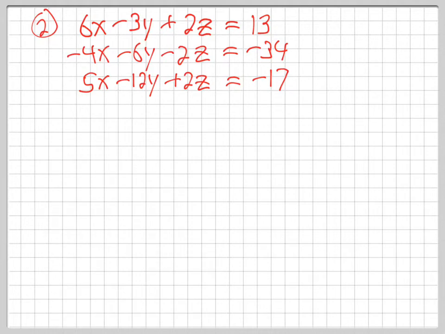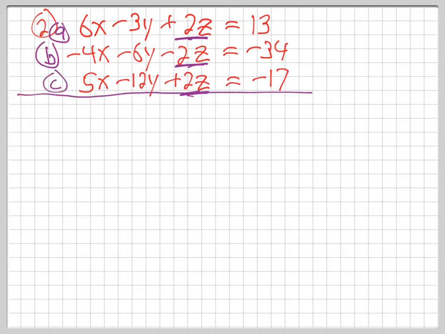Okay, step 1 is to cancel one letter from two equations. What looks easy to cancel here? What's going to be the easiest thing to cancel? Do you see it right here? The plus 2z and the minus 2z. They're already opposites, and then this guy's going to be opposite of the middle one. So that's what we'll do. So we have equation A, B, and C.